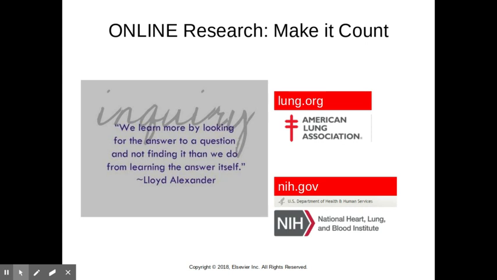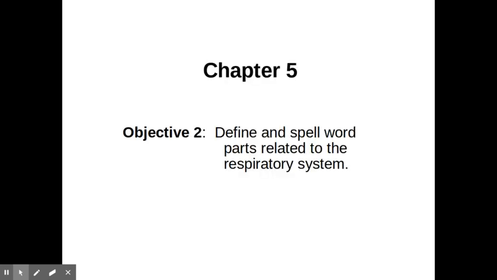It's a bunch of different sites: NIH, American Lung Association. Don't hesitate to go and look there.